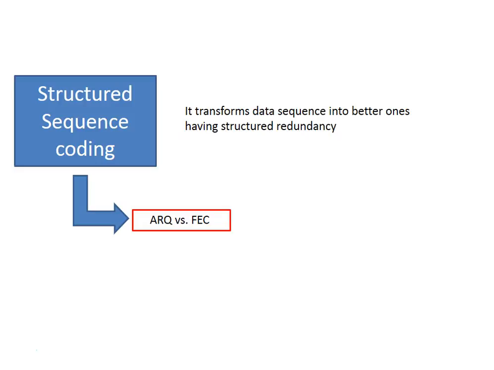The structured sequence coding transforms data sequence into better ones having structured redundancy. It can work in 2 ways. First is automatic repeat request, which only detects errors of the received signals and retransmits the received signal back to the transmitter. The second way is known as forward error correction, which is detecting errors and at the same time doing the error correction on the received signals. As a basic concept, we only concern ourselves with the characteristics of these 2 ways.